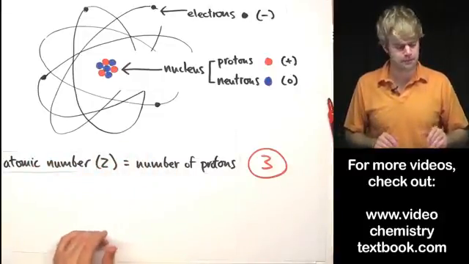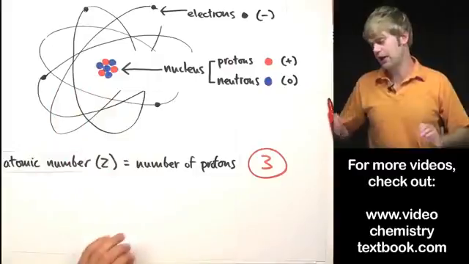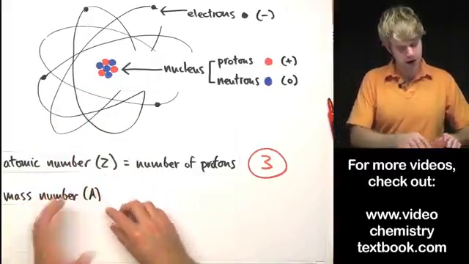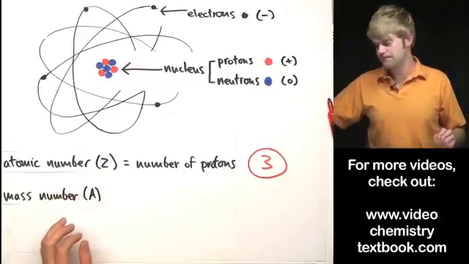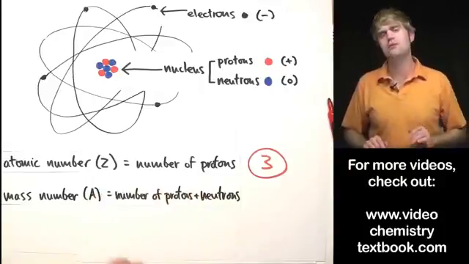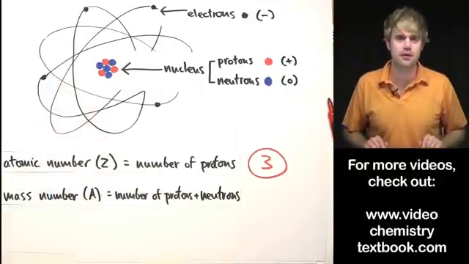The next important characteristic that we can use when describing atoms is the mass number, often abbreviated by an uppercase A here. Mass number is the number of protons plus the number of neutrons in the nucleus of an atom.